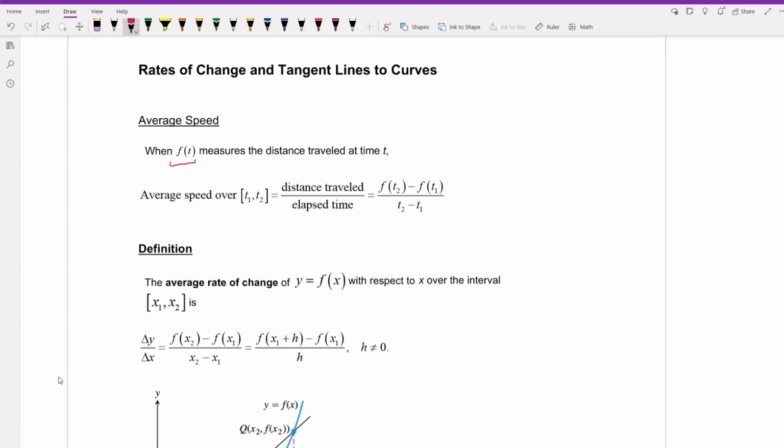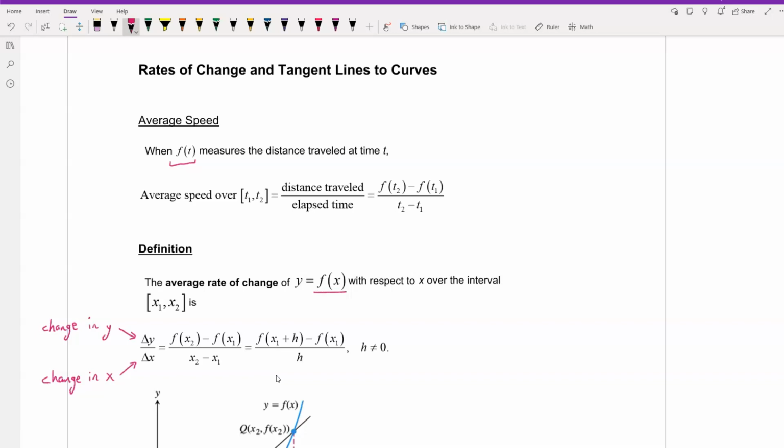the distance between these 2 points in time. We have t2 minus t1. Definition: the average rate of change of y equal to f of x with respect to x over the interval x1, x2 is change in y divided by change in x. So this is equal to, using this function f of x, in the numerator on top, f of x2 minus f of x1. So find the difference between these two, divided by what we have in this interval. We have x1, x2, the starting and ending points. So find the difference between these two in the denominator, x2 minus x1.